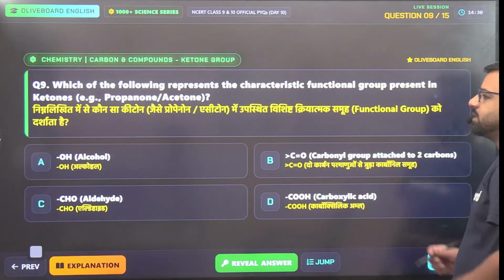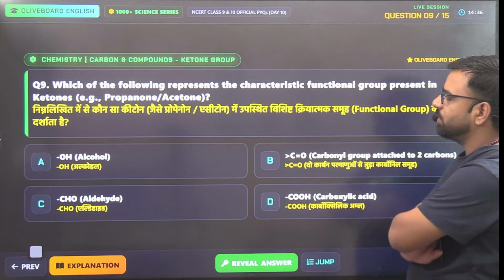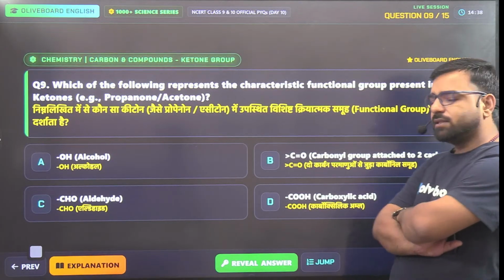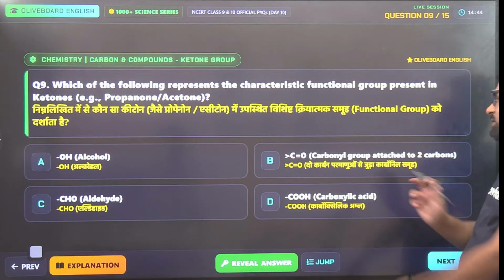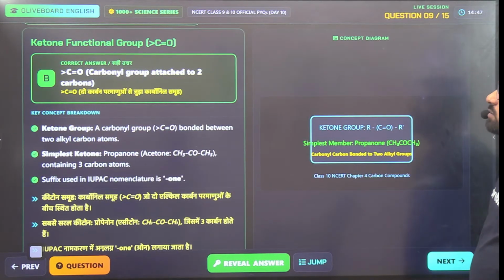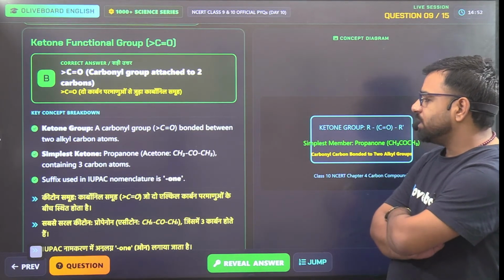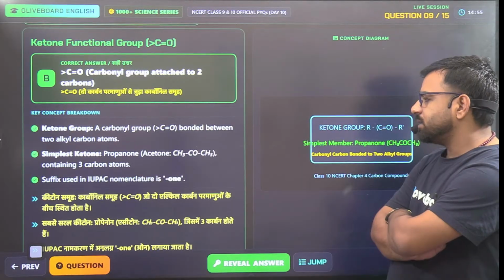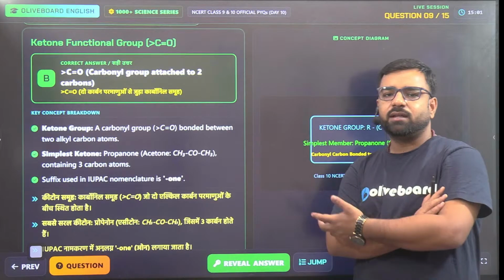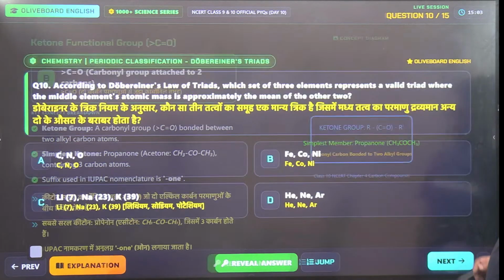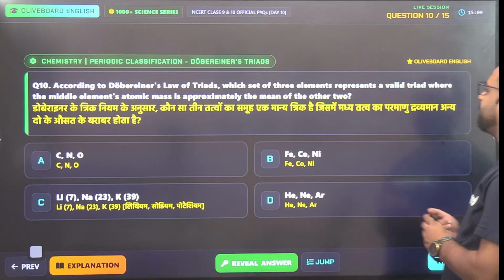That's right. Next, which of the following represents the characteristic functional group present in the ketones, that is propanone, acetone? Alcohol cannot be the answer, so A is not the answer. Carbonyl group attached to two carbons, that is CO, that's correct. So B will be the correct answer in this case. So ketone group, a carbonyl group bonded with two alkyl carbon atoms. The simplest ketone is propanone. It contains three carbon atoms, and a suffix that is used in IUPAC nomenclature is "one." So propanone, right? Butanone and all.